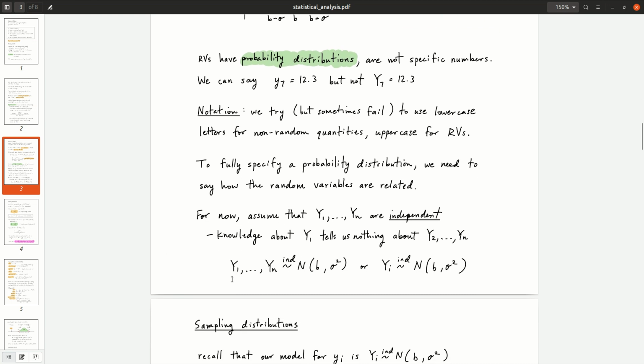We can write it like this. This collection of random variables Y1 to Yn is distributed as, with the IND letters above it for independent, normal, mean b, variance sigma squared. So this is one way of saying explicitly that all of these n random variables are independent. Another way of doing it is just to say Yi is independent, and then it's understood that this is a generic random variable representing any of these, and that they're all independent of one another.